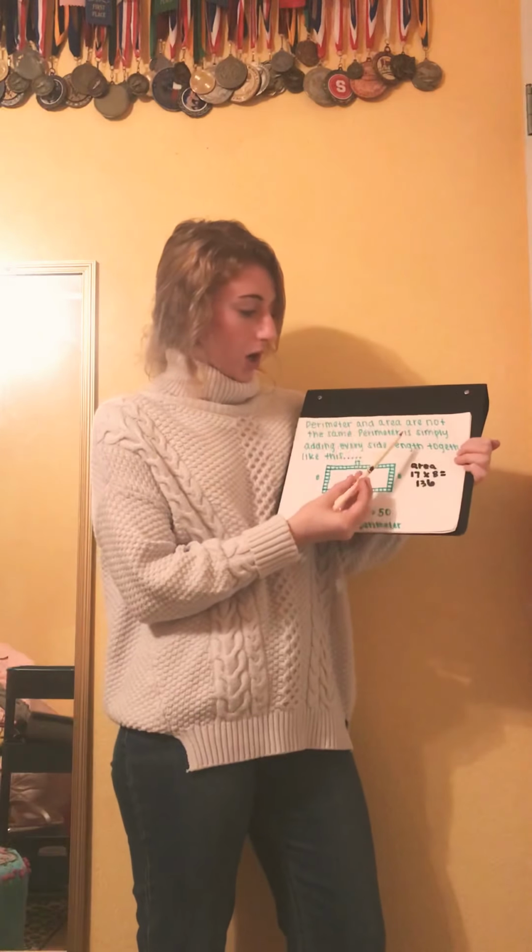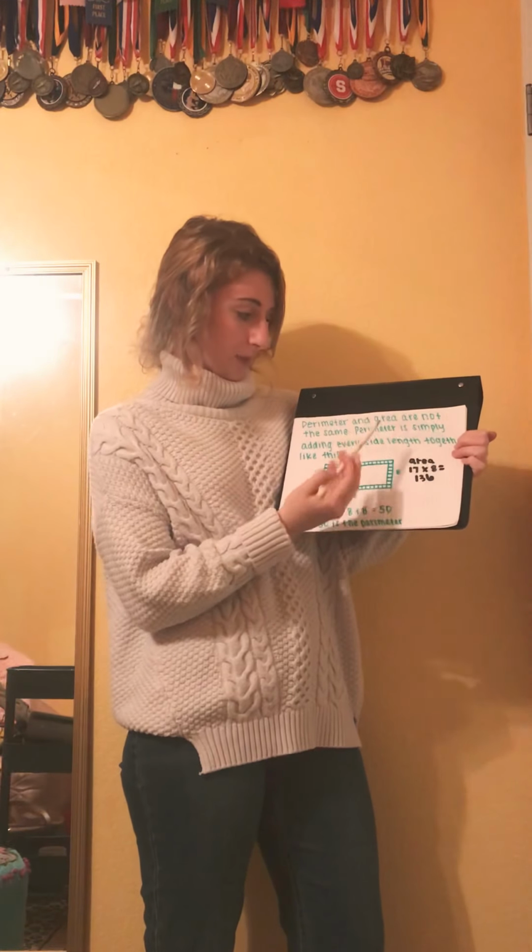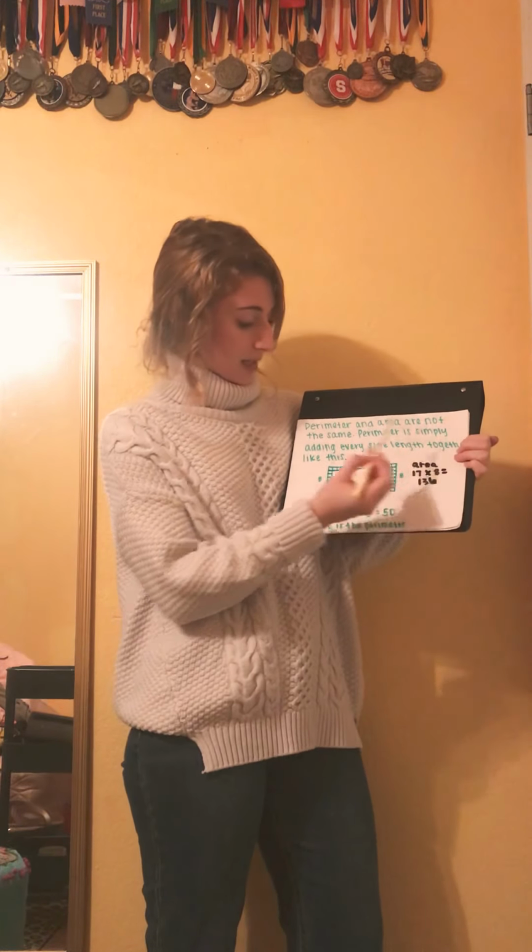Area and perimeter get confused. Perimeter and area are not the same thing, and that's really important to learn in this lesson because you're going to get two different values if you do perimeter when you should be finding area. So it's important to know the difference between the two. Perimeter and area are not the same. Perimeter is simply adding every side length together, like this.